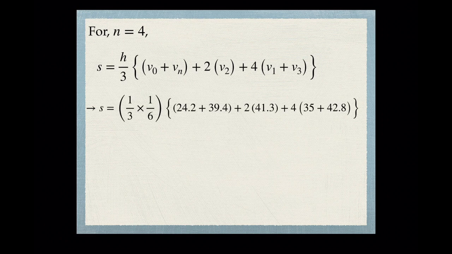Substitution must be perfect. As you know, h value is 1 by 6, v0 value is 24.2, vn is v4, which is 39.4, 2 times v2 is 41.3, plus 4 times 35 plus 42, which is v1 and v3 respectively. We are making all those substitutions and then simplifying it. I am getting the value as S is equal to 25.41, which is approximately 25.4, let's say.